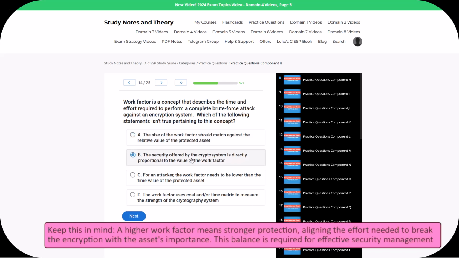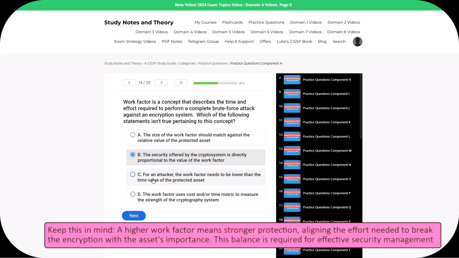The security offered by the crypto system is directly proportional to the value of the work factor. Okay, so the security of the crypto system is directly proportional to the value of the work factor. Is that true or not true? That's confusing. I'm going to say it is true.